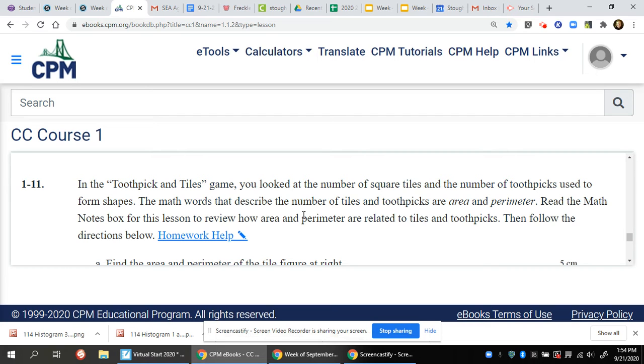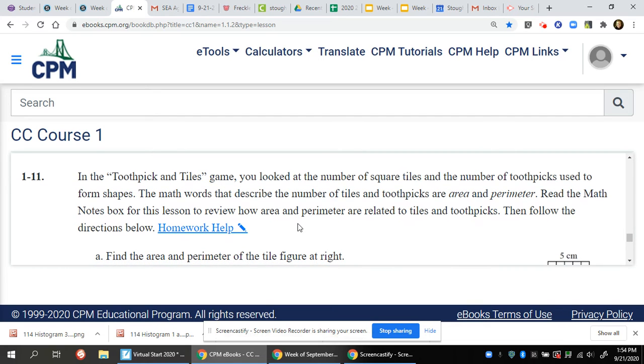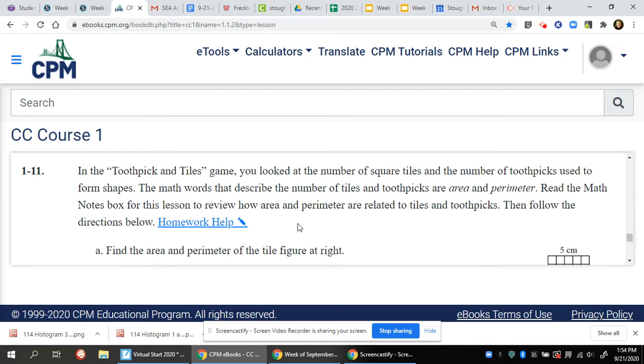And I'm going to go ahead and read this introduction for you, and then I'm going to encourage you in just a moment to get your math spiral out, and get started on figuring out the solutions. So this problem says, in the toothpicks and tiles game, you looked at the number of square tiles and the number of toothpicks used to form shapes. The math words that describe the number of tiles and toothpicks are area and perimeter. Read the math notes box for this lesson to review how area and perimeter are related to tiles and toothpicks. Then follow the directions below.